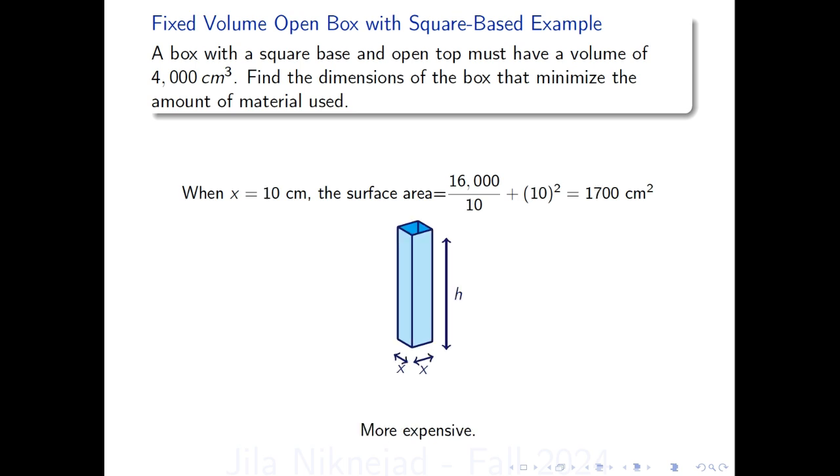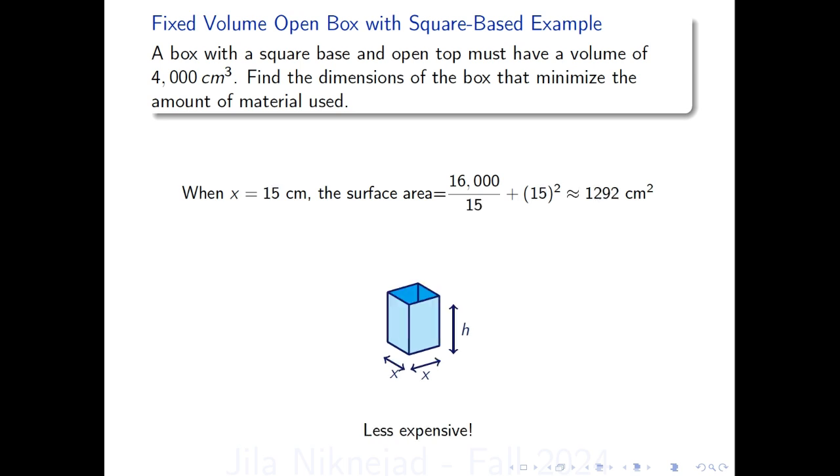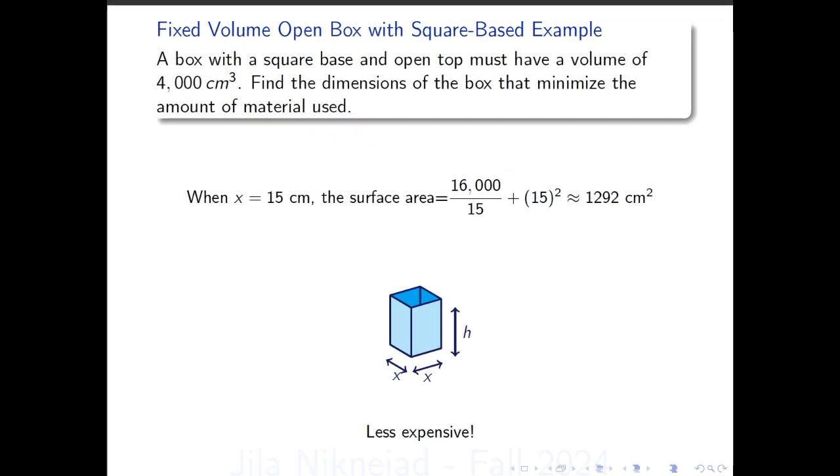For x equal to 10, look at the walls. They're very tall. When I plug in, it's more expensive, or the surface area is more than when it was x equal to 20. I can try x equal to 15 and then see that the price decreased a little bit from x equal to 10. But with plugging in different numbers, I cannot ever be sure.